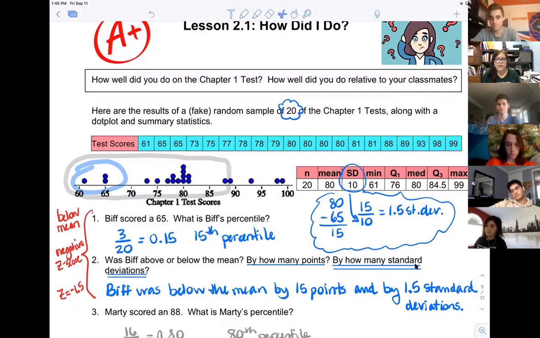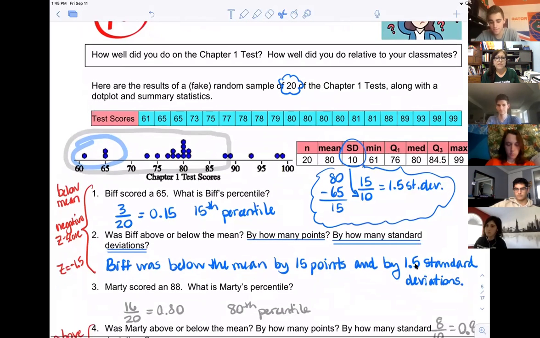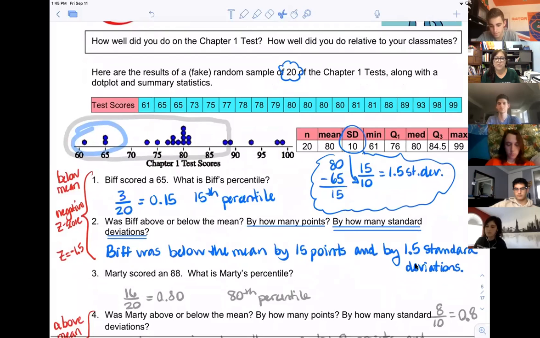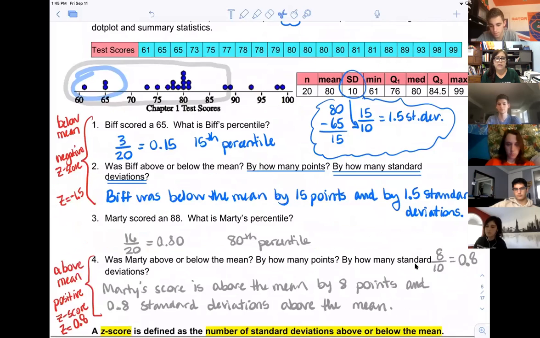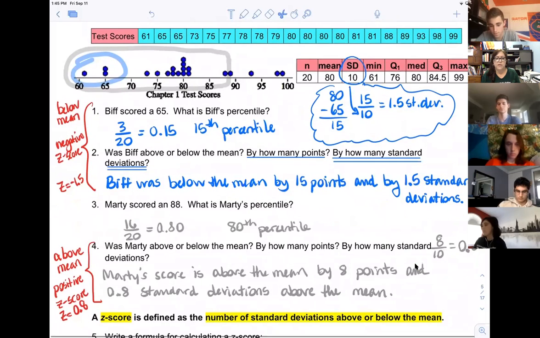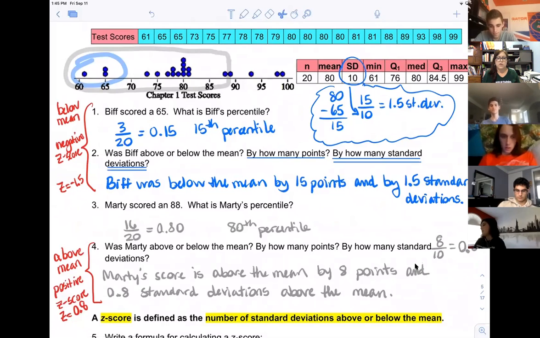Okay, let's go back to our notes. We talked about Biff, who was below the mean. Anybody who knows that movie knows that Biff is the bad guy. Then we have Marty, who's the protagonist in the movie, so he's the good guy. And his score was above the mean, and he actually was in the 80th percentile.